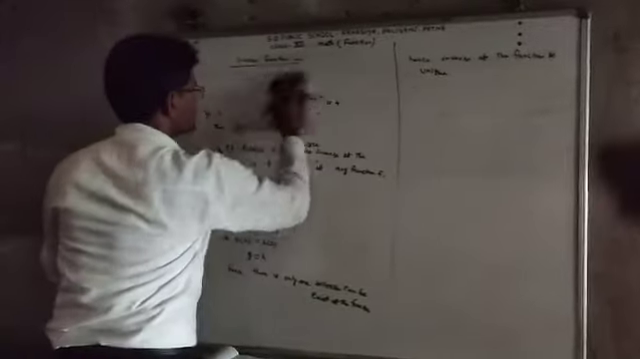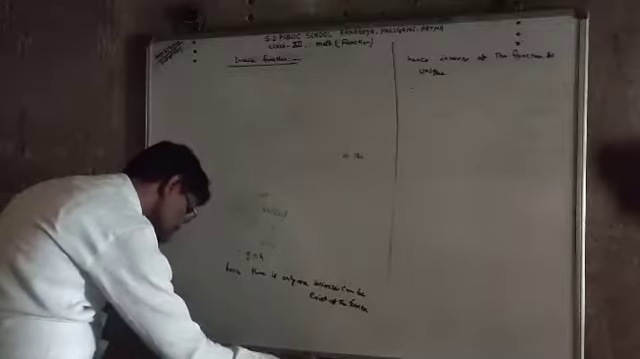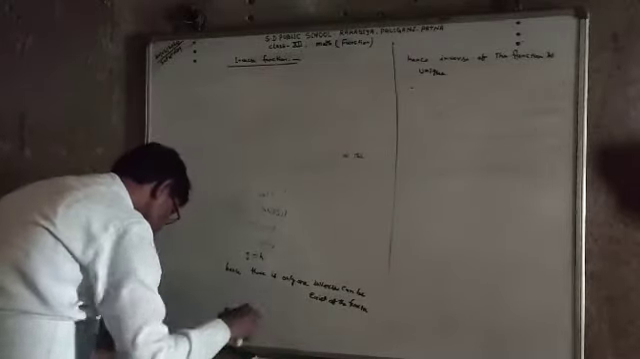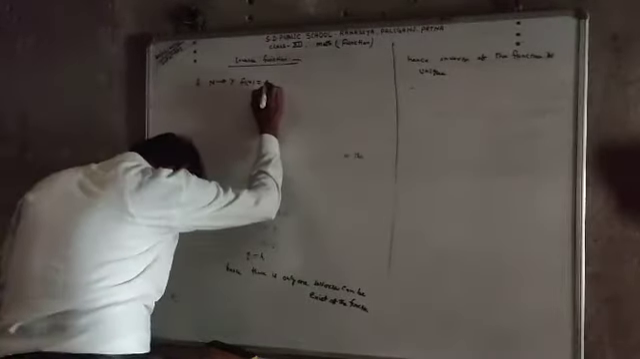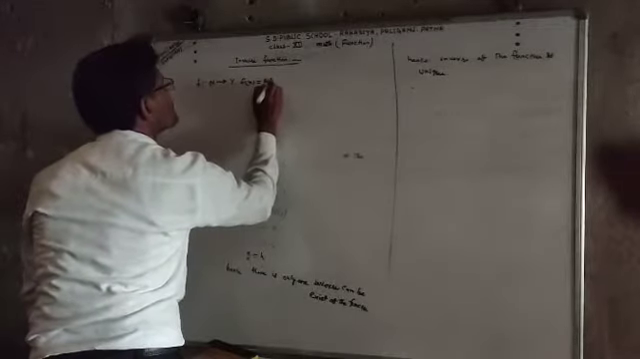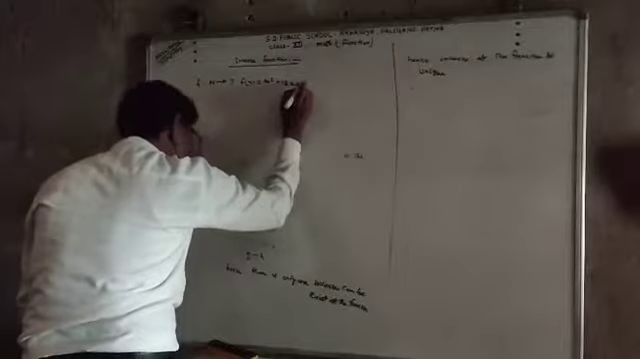First example: suppose that a function f is defined from N to Y, where N is the set of natural numbers and Y is any other set, and the function is defined as f(x) equals 4x square plus 12x plus 15, and Y equals the range of f, where Y is the range of the function. Means the function is defined between two sets.